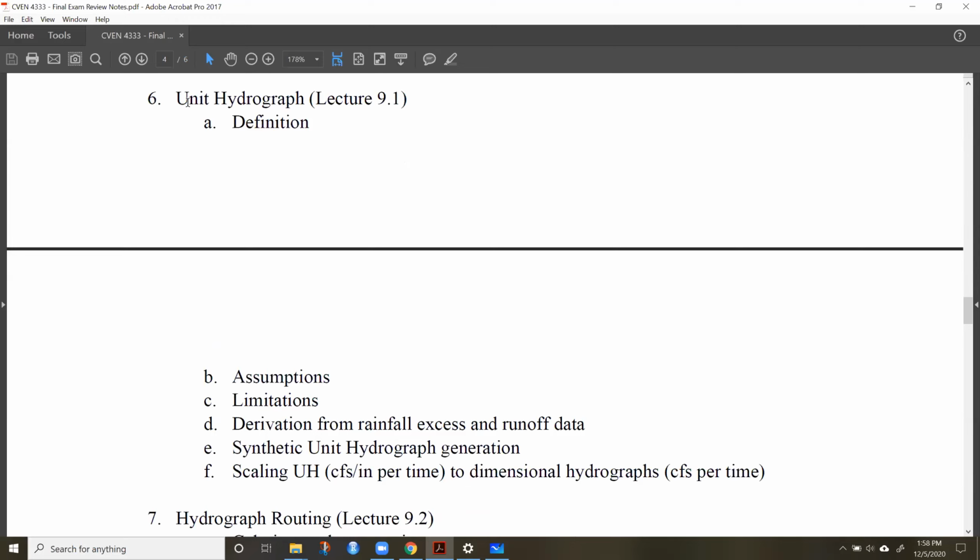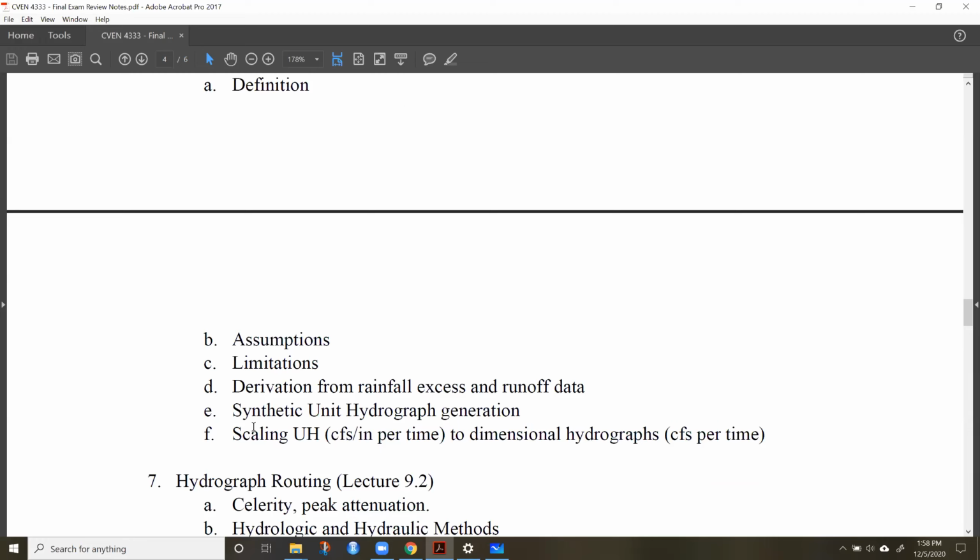As far as the unit hydrograph goes, we dealt with that a lot in the last exam. The triangular unit hydrograph, know the equations that we use in terms of the base time, the time to peak, as well as the peak discharge. Those are important components of the triangular unit hydrograph that we used.